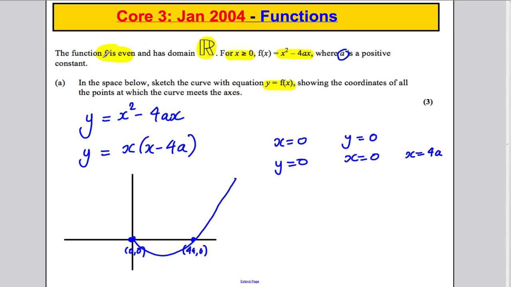Now we're told the graph is an even function. That means that for x negative it also looks like that. So it would look exactly the same, where this point here is (negative 4a, 0). So have we done what's required? Have we showed all coordinates where the curve meets the axis? Well, yes, there, there and there. And the even bit was a key point for us to be able to draw the graph.